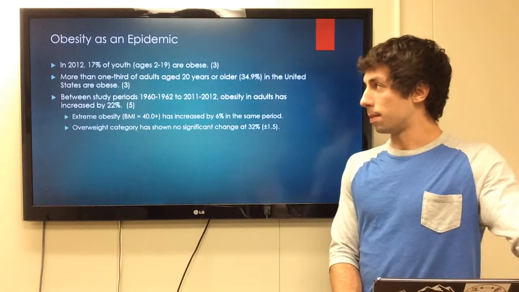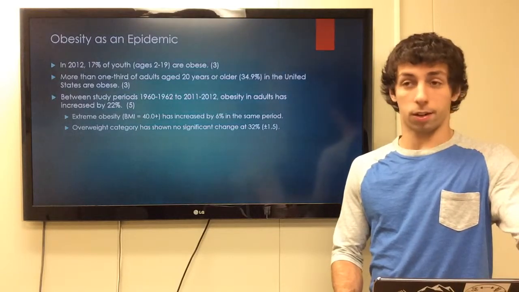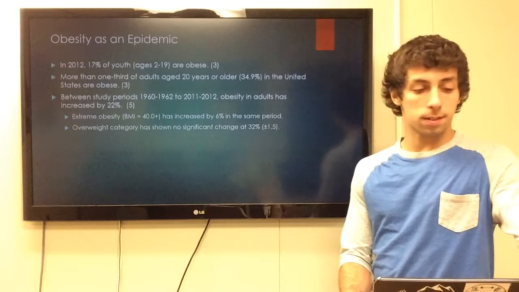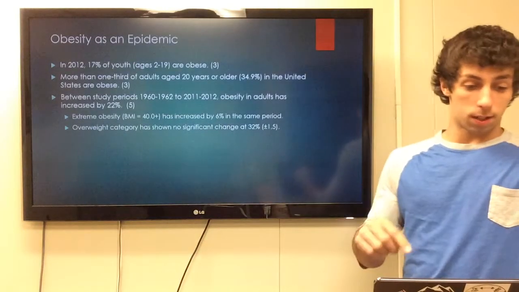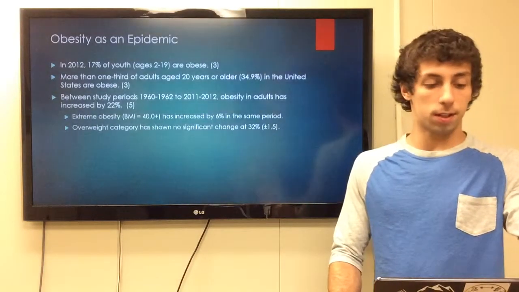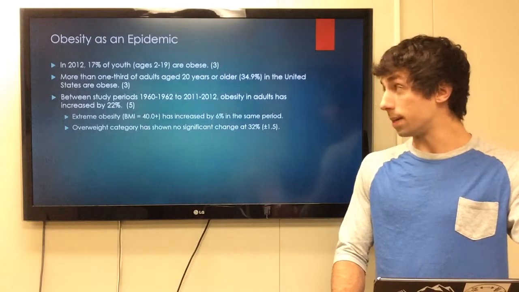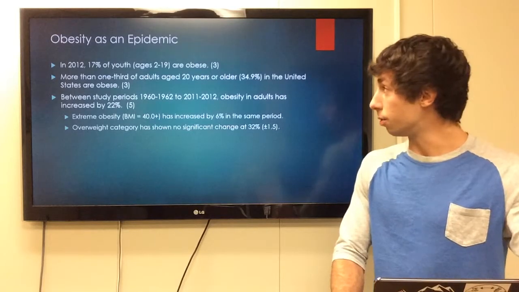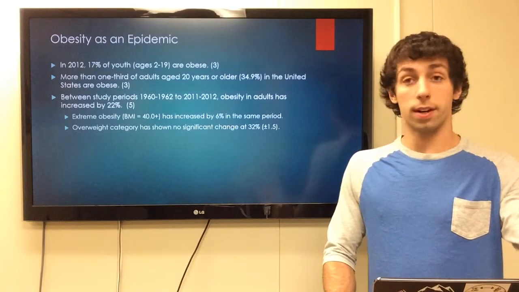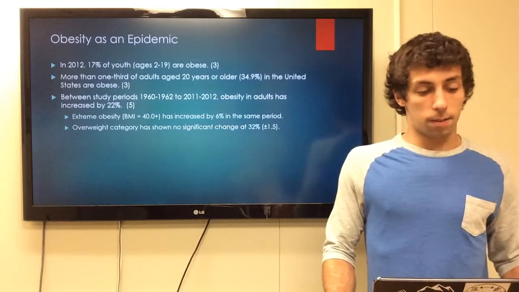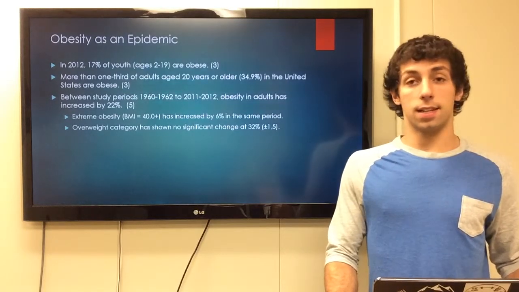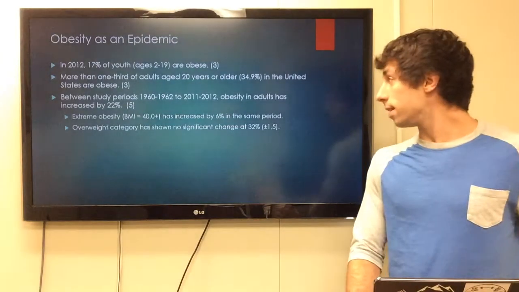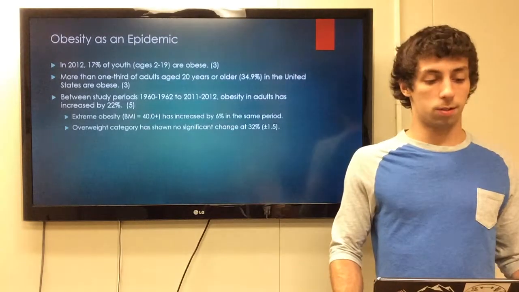Now, looking at obesity as an epidemic, just looking at current rates of obesity compared to previous rates. In 2012, this study showed that 17% of youth ages 2 to 19 are obese, and more than 1/3 of adults ages 20 or older, equal to 34.9% in the United States, are obese. Between study periods 1960 to 1962 and 2011 to 2012, obesity in adults has increased by 22%.